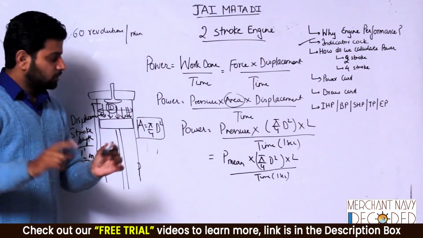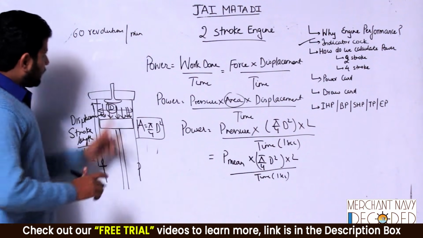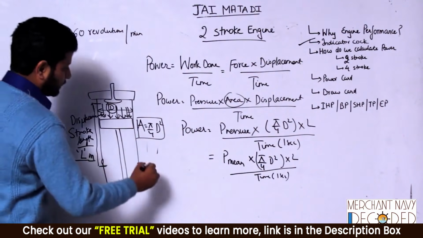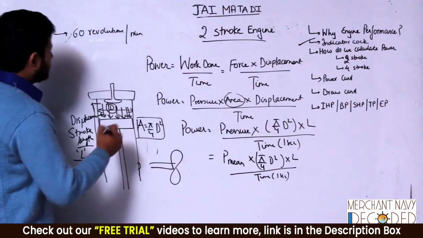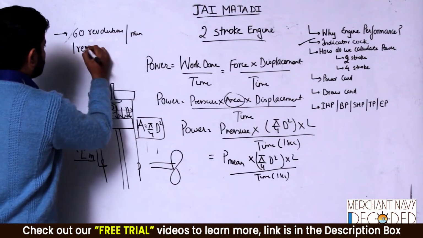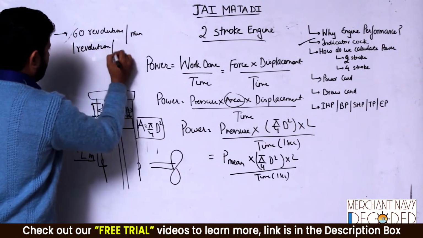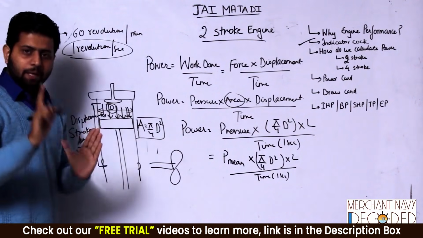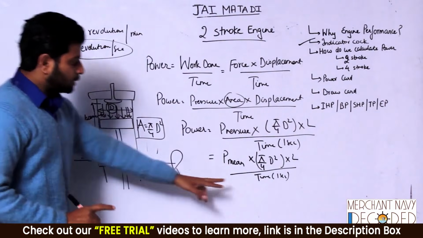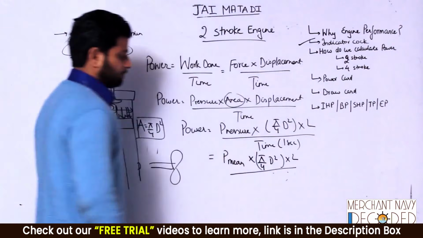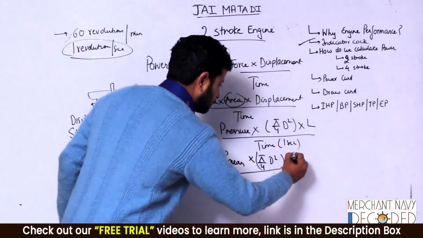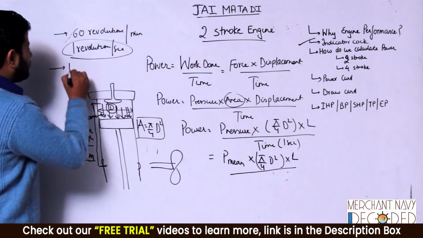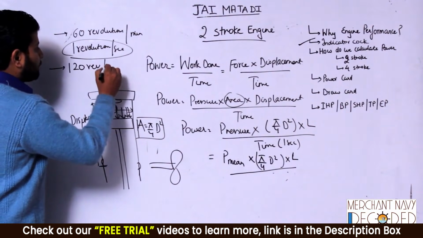So that means if the propeller is running at 60 revolutions per minute, that means 1 revolution per second. That means each unit is generating power just once. So per second, nothing extra will come over here. This is L. But suppose your engine is running at 120 revolutions per minute.